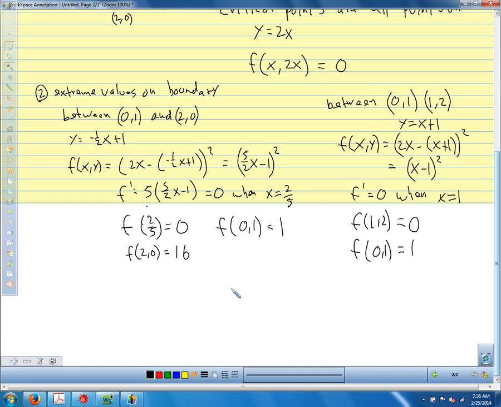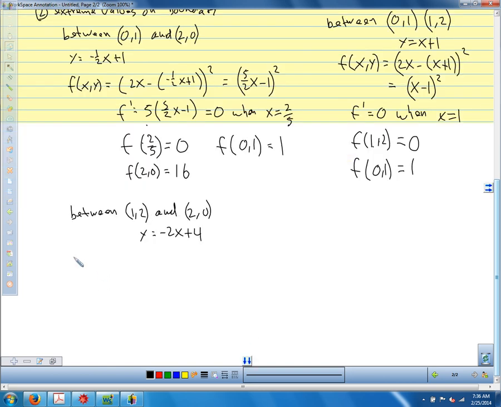And then we have one last boundary to check here. So between 1, 2 and 2, 0. The equation of the line between those 2 points is y equals minus 2x plus 4. So my function of xy there becomes 2x minus 2x plus 4, and we're squaring that whole quantity. And when I simplify that, I get 4x minus 4 squared.